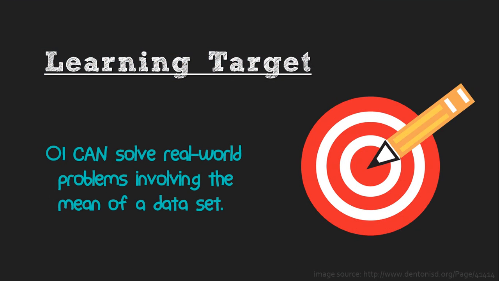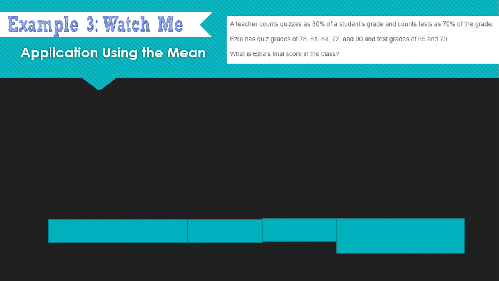Okay, our second learning target that we're going to break down a little bit more is I can solve real-world problems involving the mean of a data set. So in our first example here, we have a teacher that counts quizzes as 30% of a student's grade and counts tests as 70% of the grade. Ezra has quiz grades of a 78, an 81, an 84, a 72, and a 90, and then test grades of a 65 and a 70. What is Ezra's final score in the class?